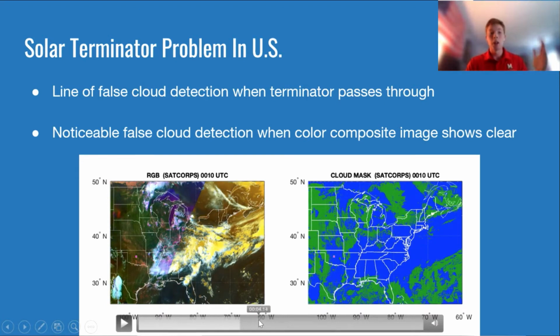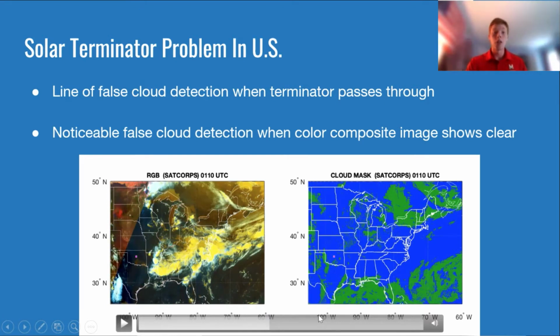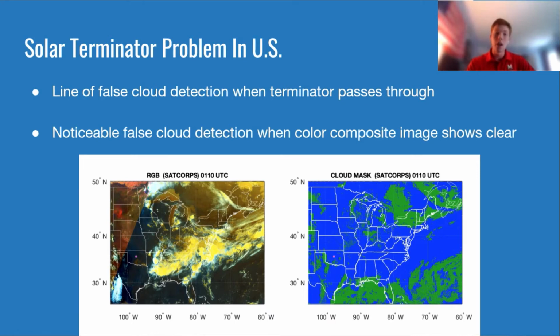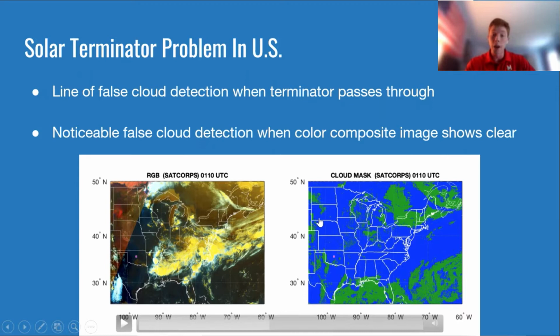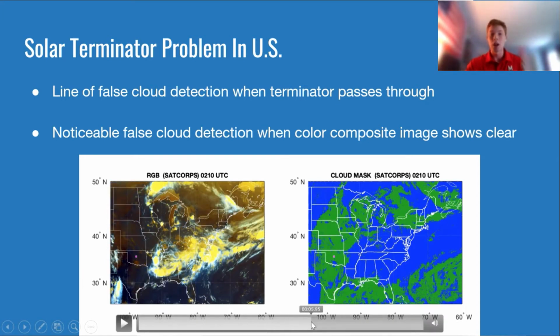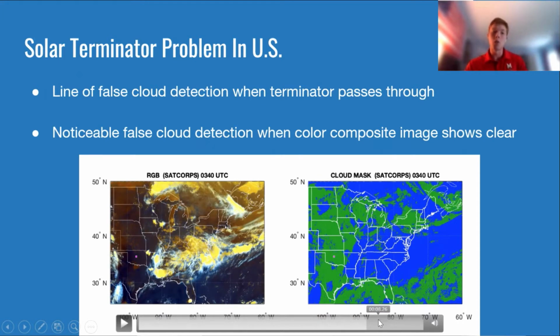And as the Terminator comes through, you're going to notice in the Midwest a ton of false cloud detection, because again, blue means clouds and green is clear. And you can see a lot of false cloud detection in the Midwest in our cloud mask here. Where in the RGB animation, there doesn't appear to be much of any. And what really reassures us that this is false cloud detection is then as the Terminator passes through, it clears up again. So you're going to see as the Terminator line passes through, the Midwest then clears up and is back to normal.